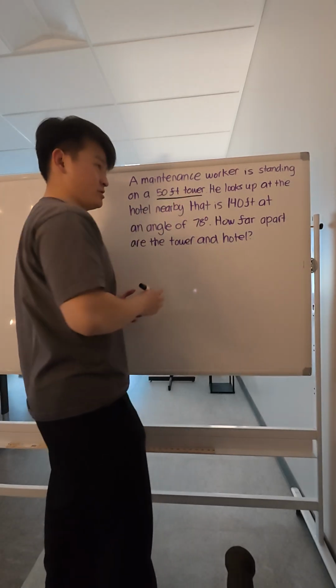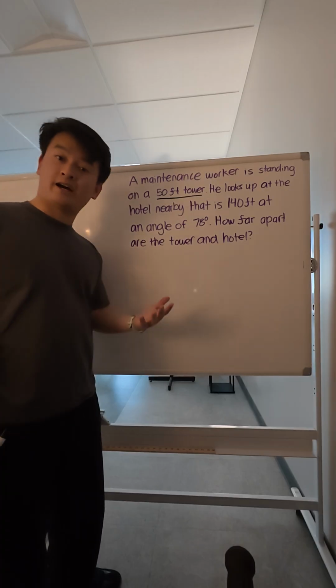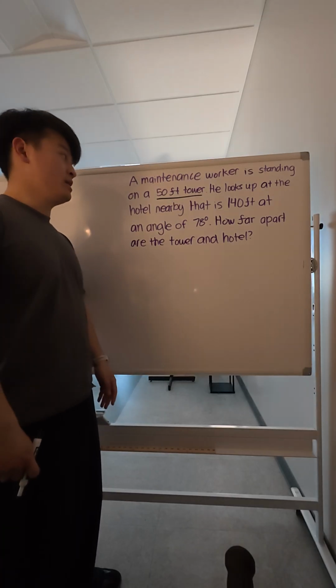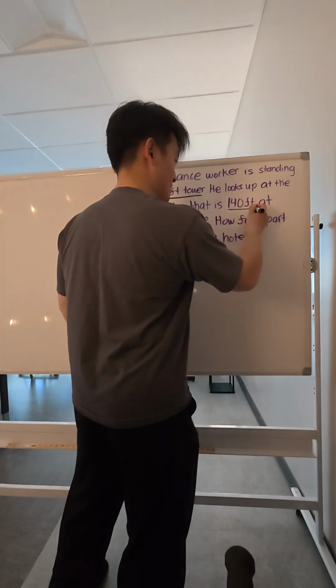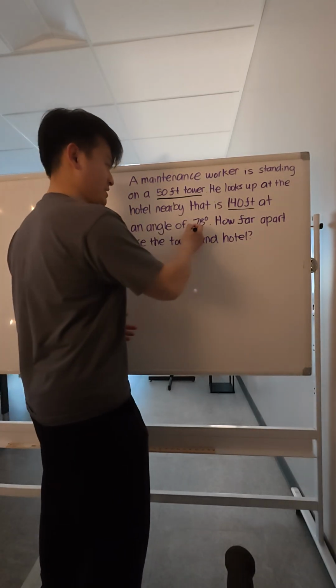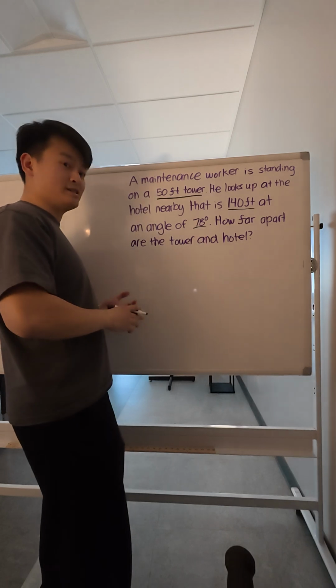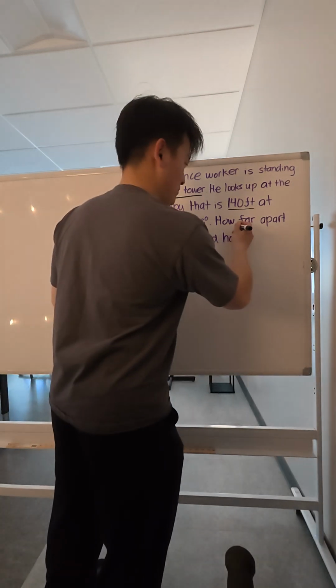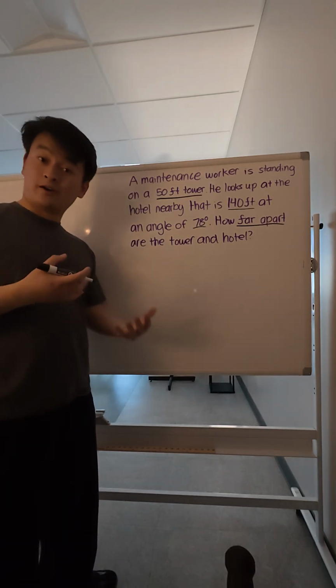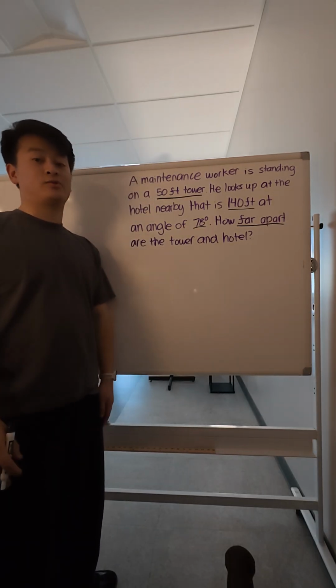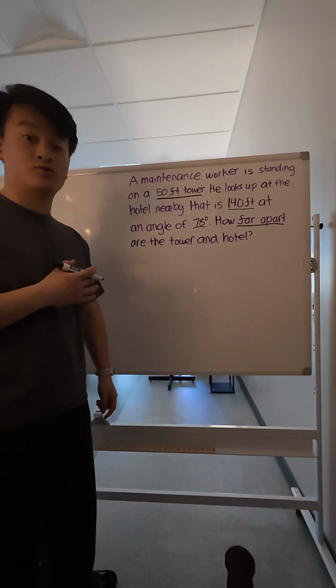One tip I always like to do is underline and highlight things that seem pretty important. He looks up at the hotel that is 140 feet tall at an angle of 78 degrees. The question is asking: how far apart are the tower and the hotel? So obviously, when it comes to these kinds of situations, it always helps to just draw it out.